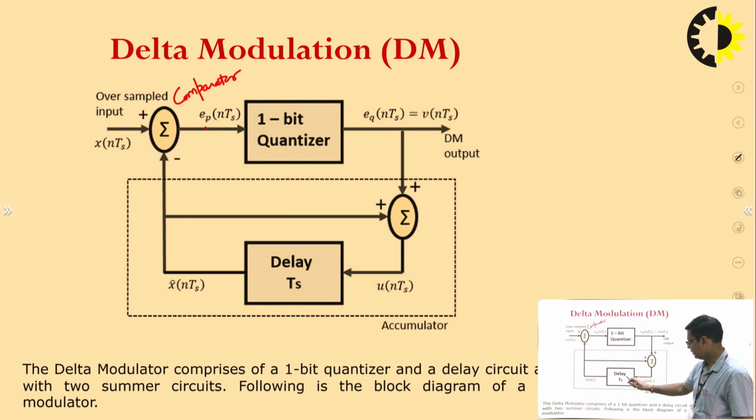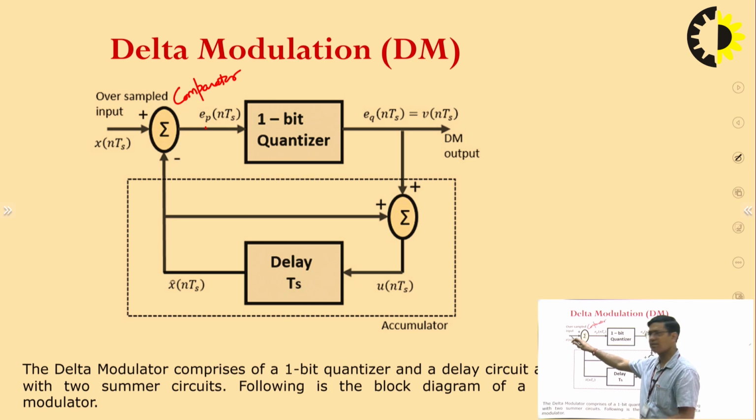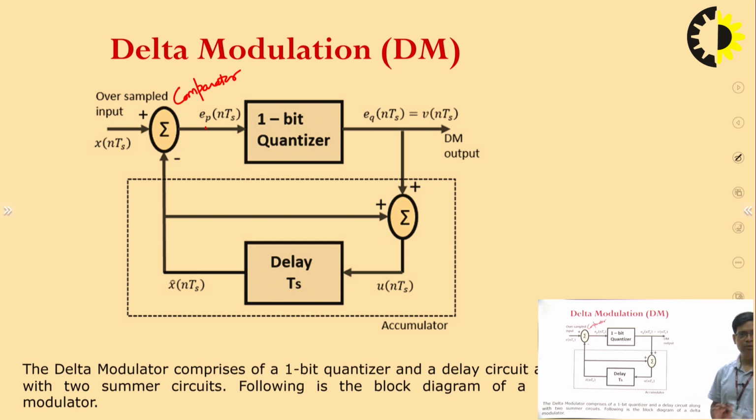Here, this is a delay element. The quantized value and the previous value of the delay module are added here, which is again fed into the delay section, and the next value at the output of the delay will be compared here with the next sample value. This is the delta modulation.